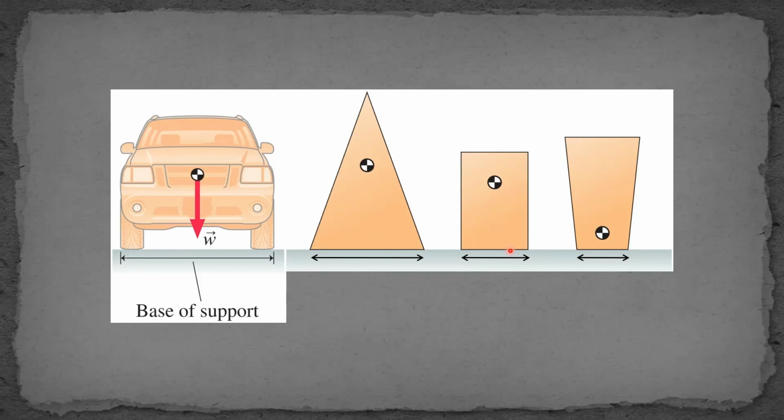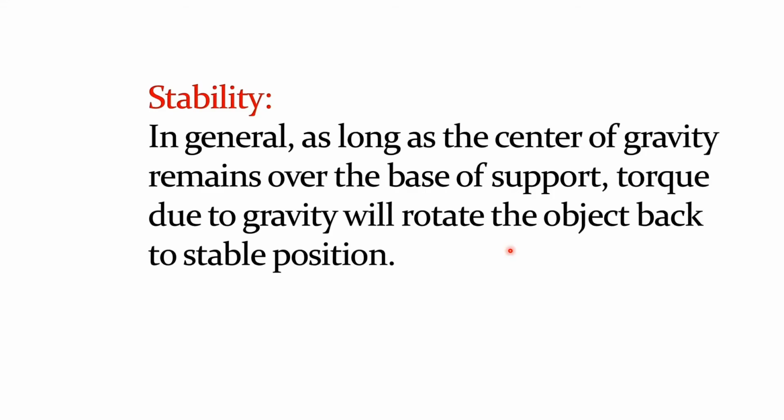So there's actually quite a bit of mathematics and geometry that go into this, and automotive manufacturers do take this seriously. They go through all the math and they make sure that they're, well, at least they're supposed to be making sure that they're building as safe a vehicle as they can. So let's wrap this up with the definition of stability. In general, as long as the center of gravity remains over the base of support, torque due to gravity will rotate the object back to a stable position. So we call that stable.